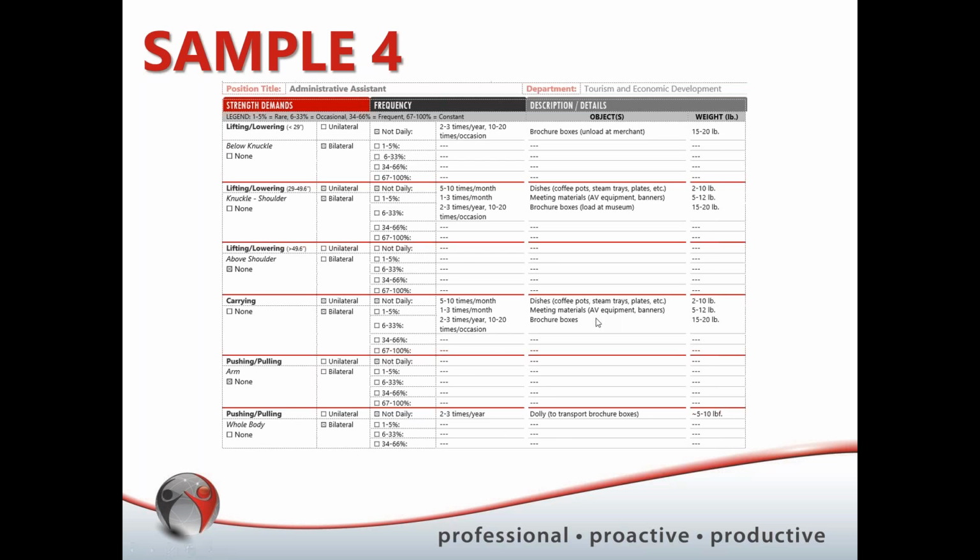We try and break it out a little bit to be most logical, because again, if you're trying to accommodate someone and you say, okay, no lifting above 10 pounds, I can quickly look through this PDA and say, okay, brochure boxes are not okay. 15 to 20 pounds are brochure boxes, so we need to take those out. They can't do that job.